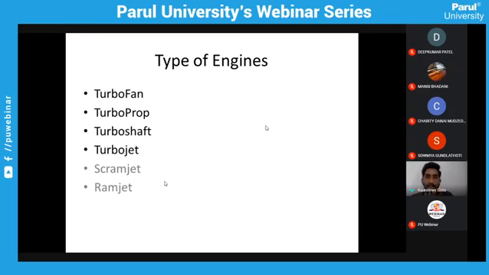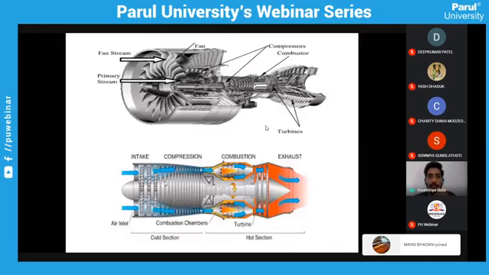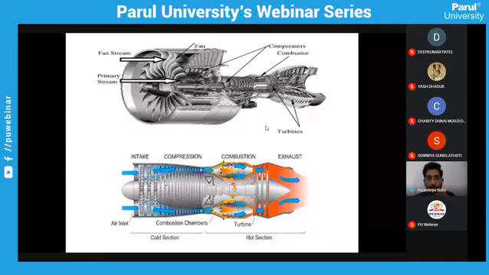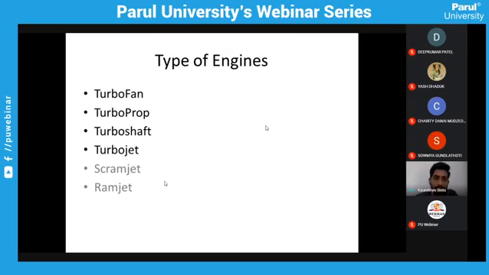Here you can see in my slide there are two engines. The top one is turbofan and the bottom one is turbojet. As you should know, the core parts of the engine are compressor, combustion, and exhaust. If you only have the intake, compression, combustion, and exhaust without any bypass, it is called a turbojet engine.